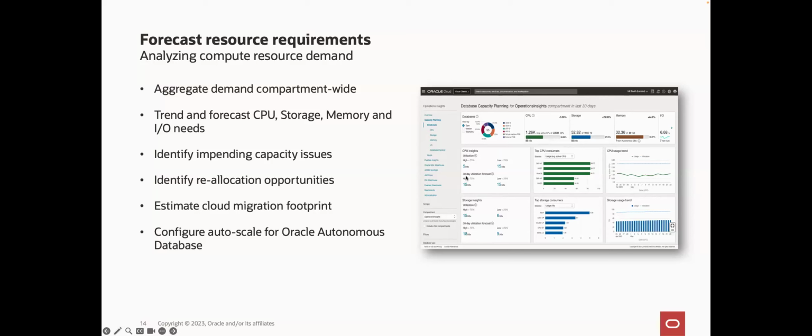And all this, you can store up to 25 months worth of data. You can slice and dice this information by different measures, with different time measures. You can use tagging capabilities and compartments, which are some of the OCI cloud concepts, which you can utilize in order to delve into this data.